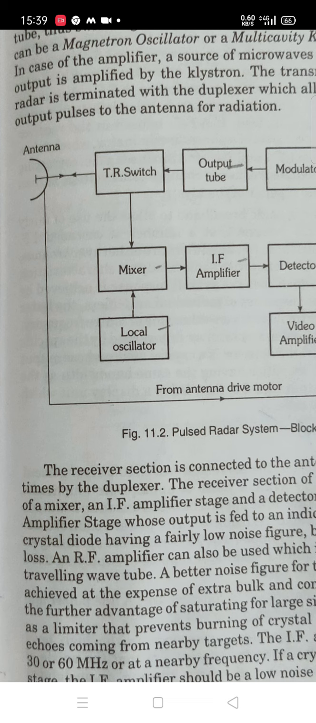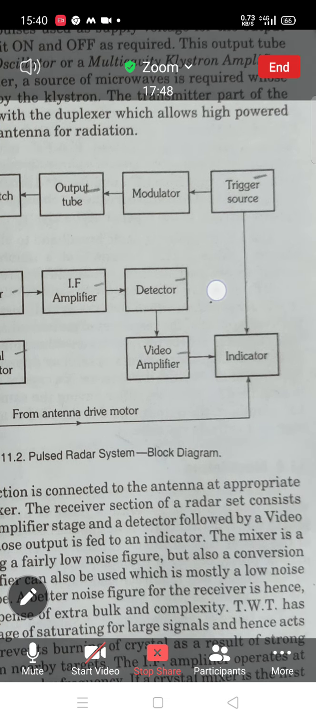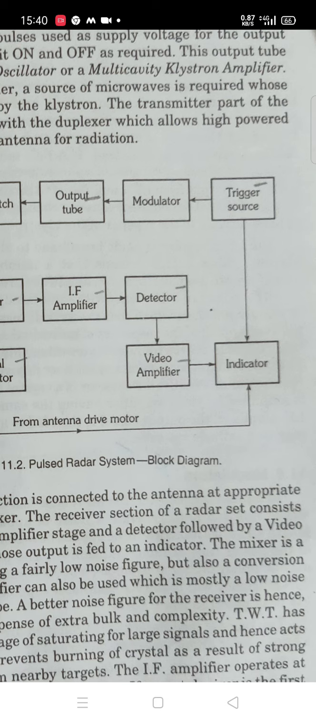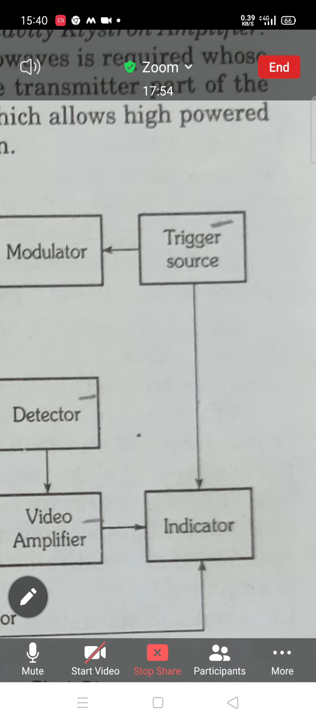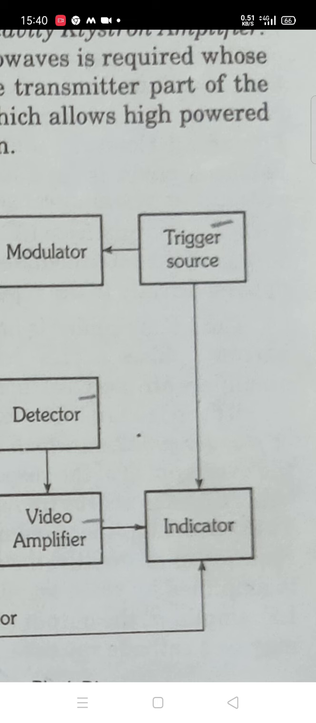Okay, now first we start from the first block, that is the trigger source. The trigger source gives pulses to the modulator, which provides rectangular voltage pulses used as the supply voltage for the output tube.